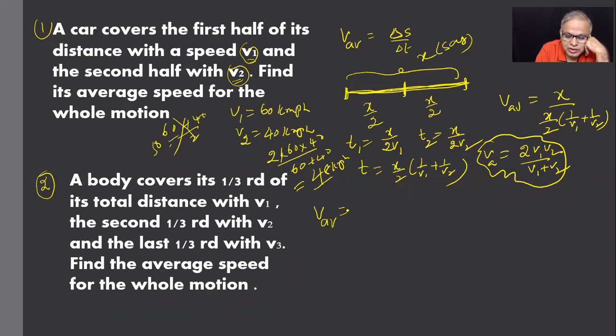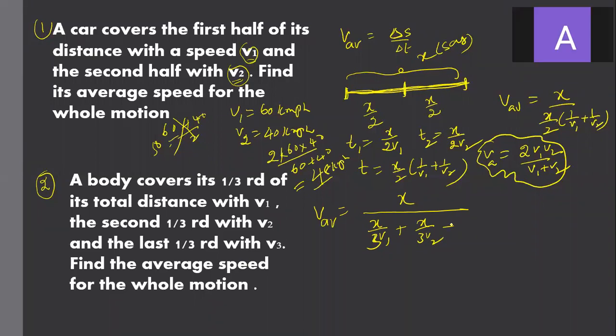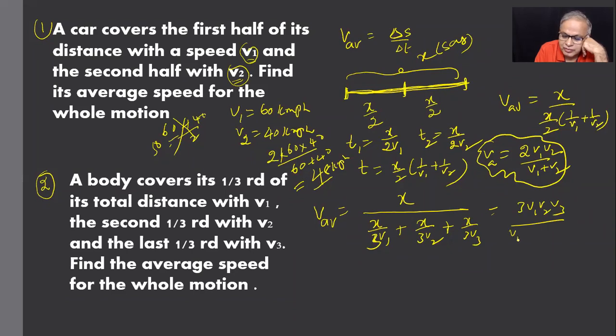From the way you did it, you'll think the total distance is x, right? X by 3 is covered with V1. So this is the time for that. Plus x by 3 is covered with V2. This is the time for this. X by 3 is covered with V3. So you will get 3 V1 V2 V3 divided by V1 V2 plus V2 V3 plus V3 V1, like that. You may check. Distance by time. Time for first 1/3, time for second 1/3, time for third 1/3.